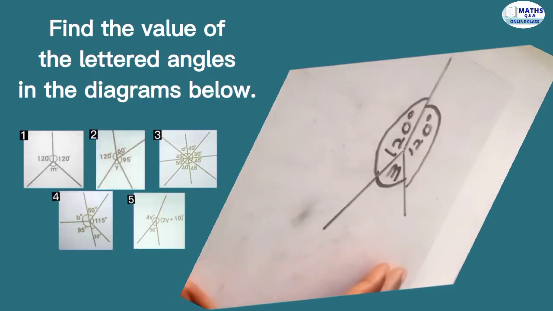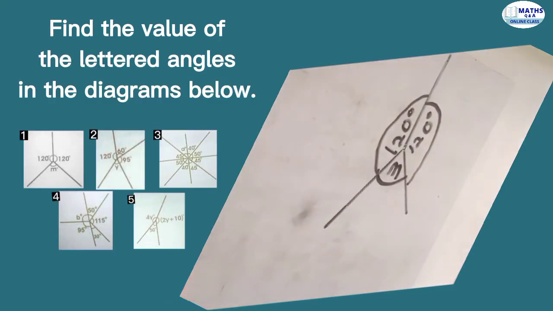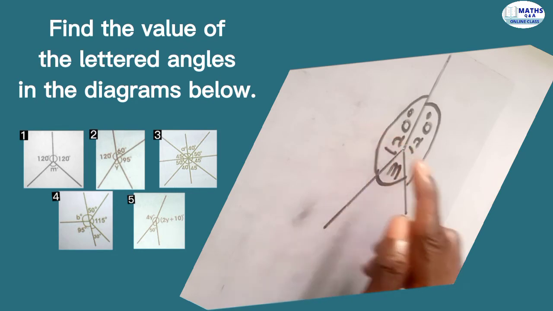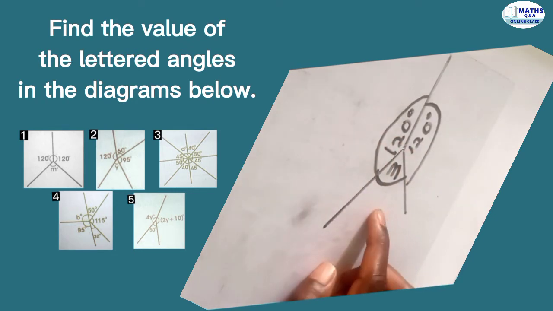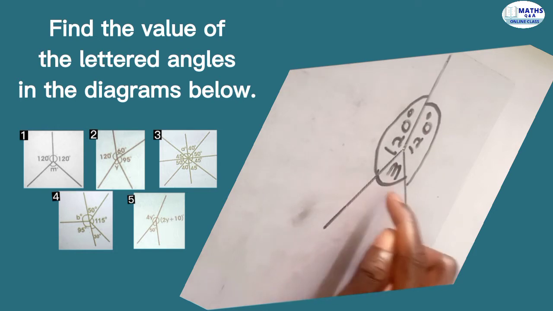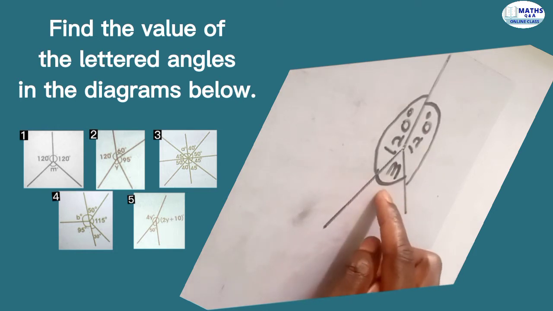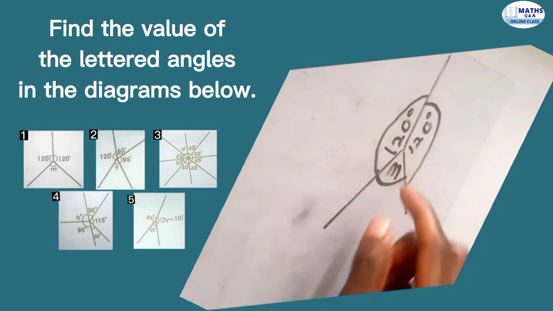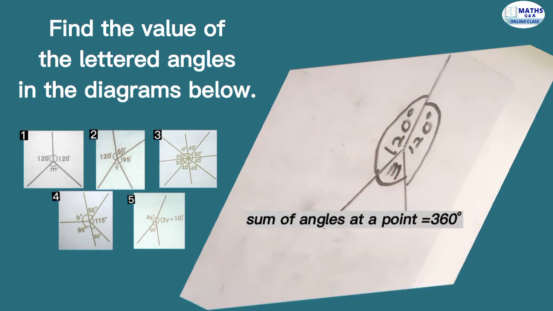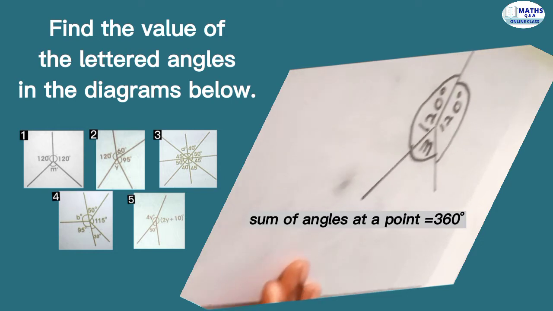Now the first one, we have a diagram having 120 degrees here, and then M. And we are told to find the value of the lettered angle. So it means we want to find the value for M, right? Now you see that all these angles meet at a point. So write it as sum of angles at a point is equal to 360 degrees. After writing that, then we proceed.